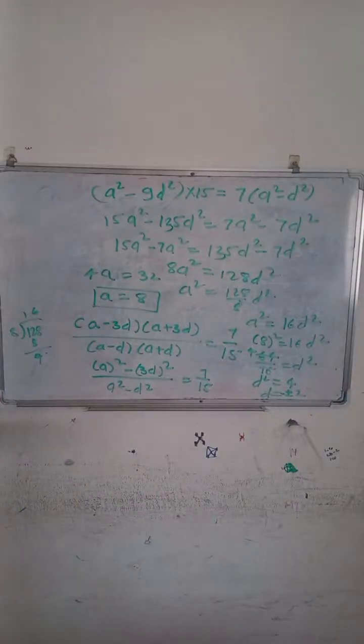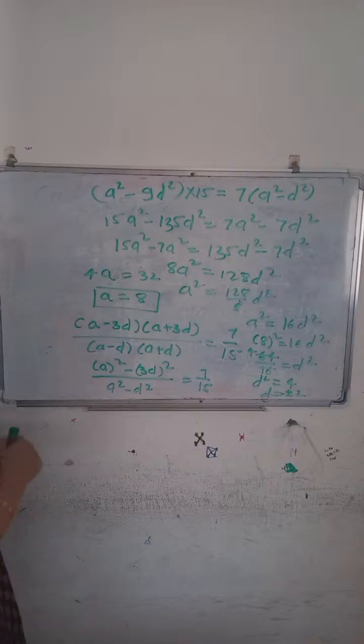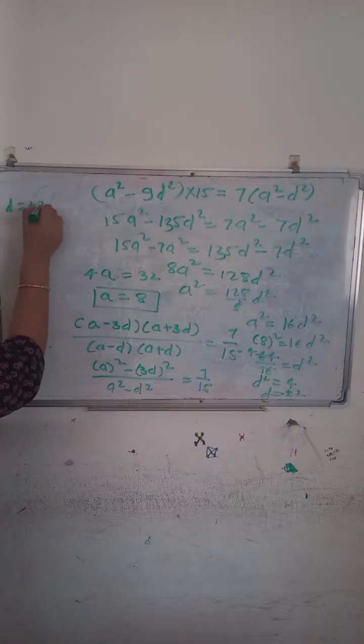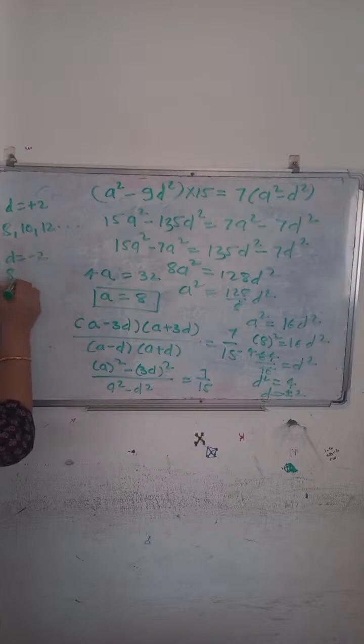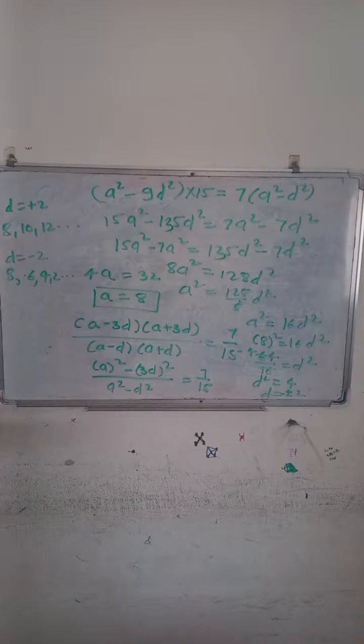Okay, so if I take d as plus 2, suppose the common difference I am taking plus 2, then here 8, 10, 12 and so on, and if I am taking minus 2, then I am getting 8, 6, 4, 2, 0 and so on. Okay, these are the answers we are getting. So this is a 5-mark question. I think I never solved this before. This is one of the sample paper questions. Okay, that's what I covered in this question. This is a very important question.